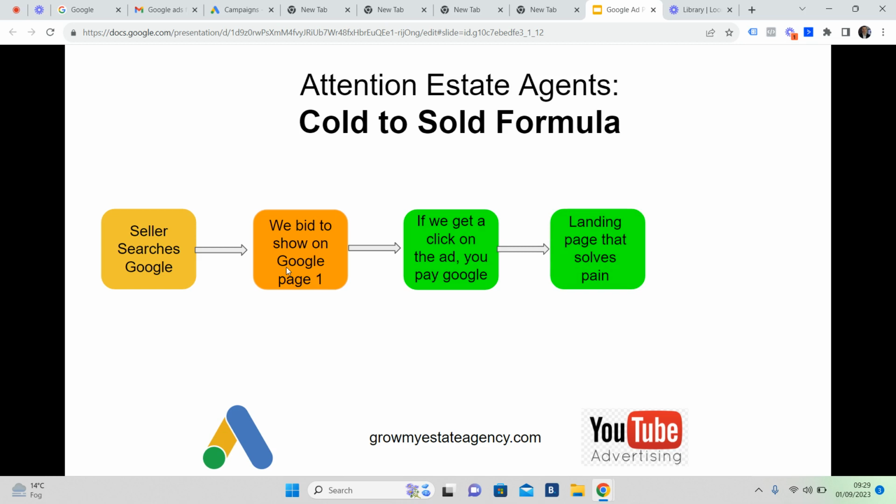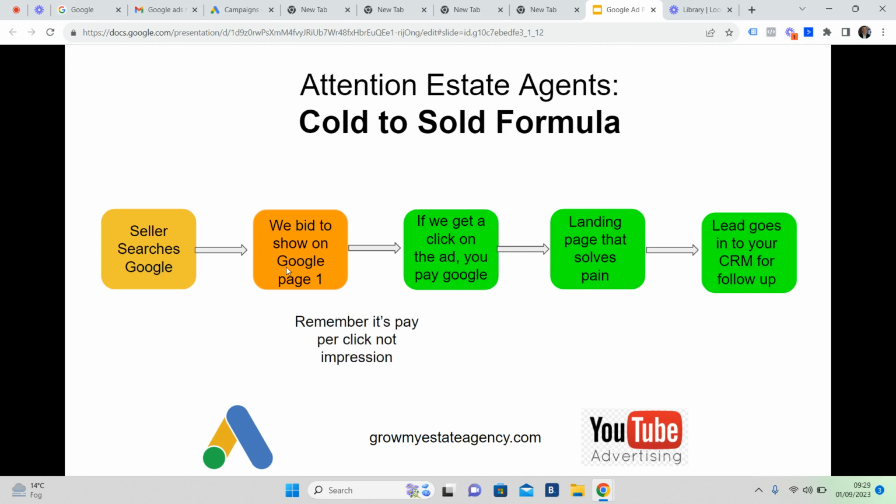The landing page. So if we win the click, we drive people to a landing page that solves that problem, gives that indication of we can help you. Then the lead goes into your CRM, whether that's Repeat or Lifecycle or Expert Agent or whatever it may be. Then that's down to you to follow up and nurture and so on and so forth. Remember, you only pay for the click. It's called pay per click for a reason, not pay per impression.